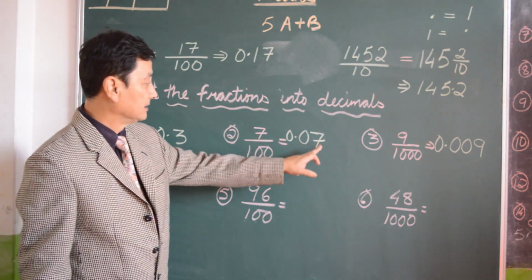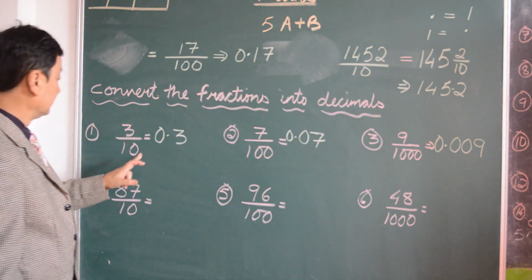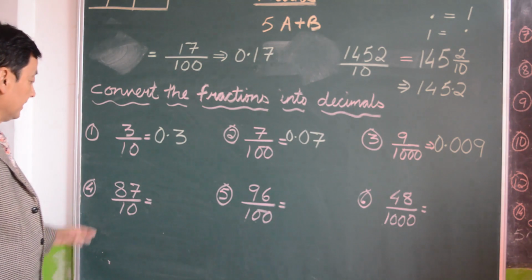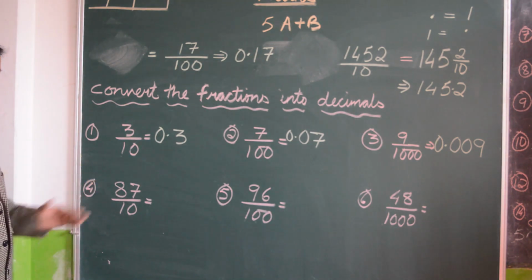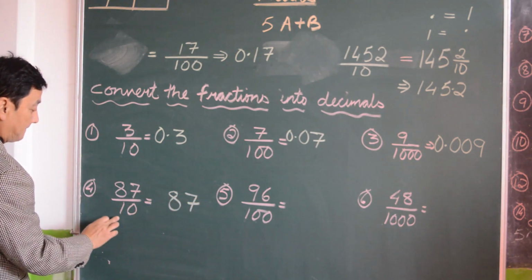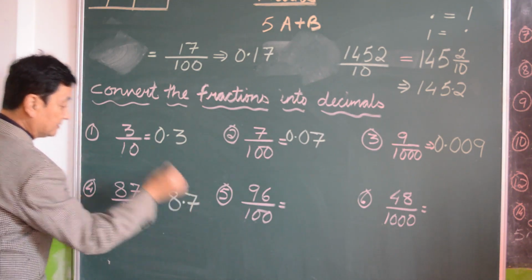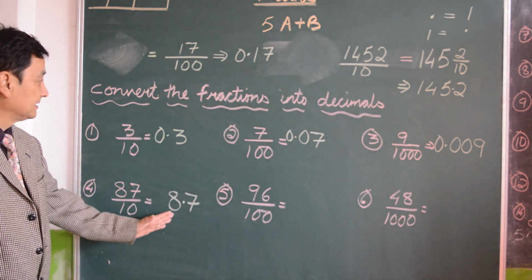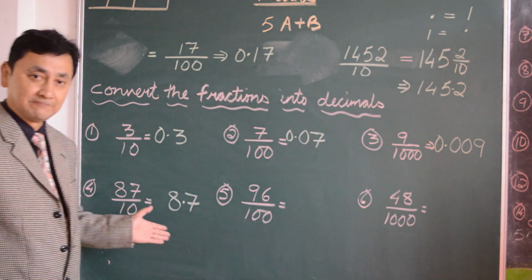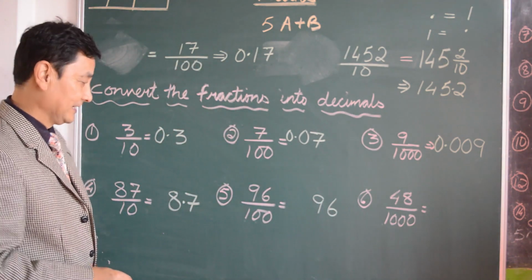7 hundredths. When we convert that, 7 is in the hundredths place value. 3 tenths. 3 is in the tenths place value. Now we've got 87 tenths. So let's write 87. Let's count 1 point from your right hand side, just put a point. So we've got 8.7. That's the answer. So simple, no? But simple things we forget quickly.